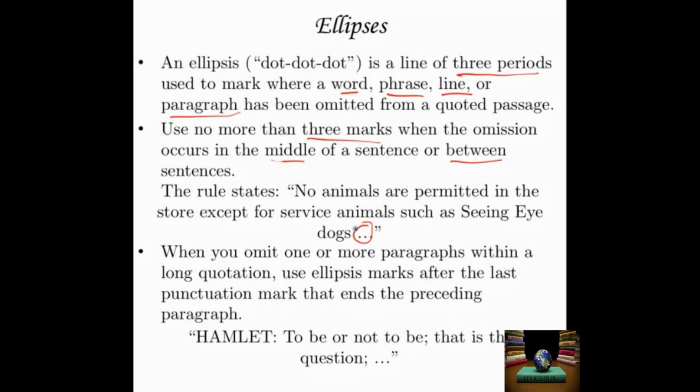You also use an ellipsis when you omit 1 or more paragraphs within a long quotation. And when you do that, use ellipsis marks after the last punctuation mark that ends the preceding paragraph. So, if we're quoting Hamlet's speech, the very famous soliloquy, to be or not to be, that is the question, it ends with a semicolon, and then just to indicate that the quotation went on after we stopped, we put the ellipsis after the punctuation mark to indicate there's more after this, we just haven't put it here.